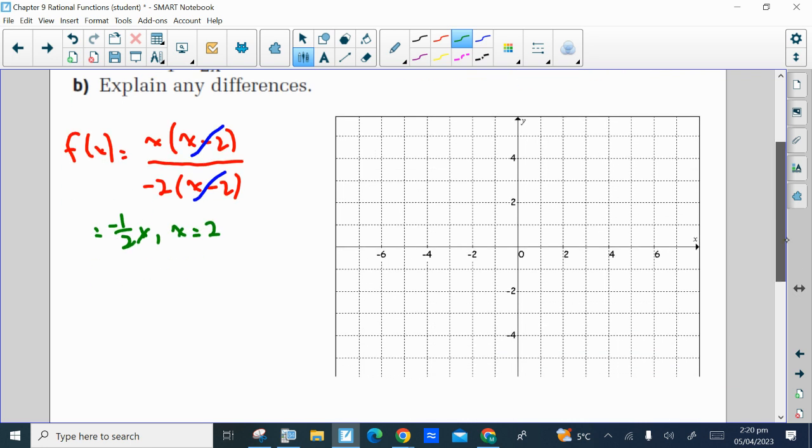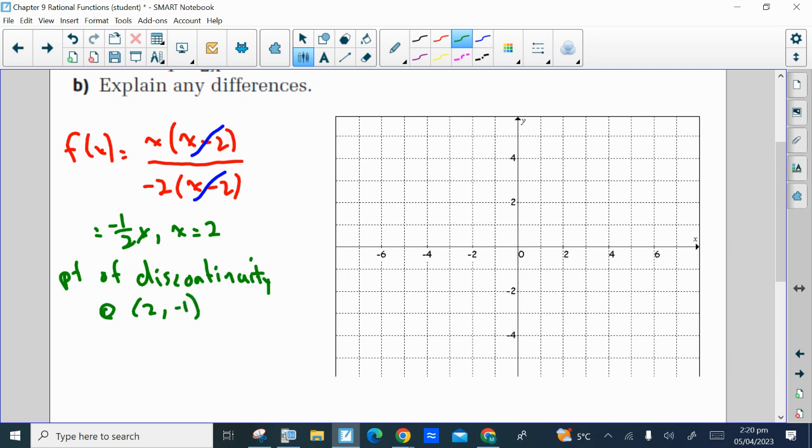Because that x minus 2 factor canceled, that means again that we'll have a point of discontinuity at the point where x equals 2. And if we let x equal 2 in our simplified expression, y is negative 1/2 times x. Negative 1/2 times 2 is negative 1. So 2, negative 1 is our point of discontinuity.